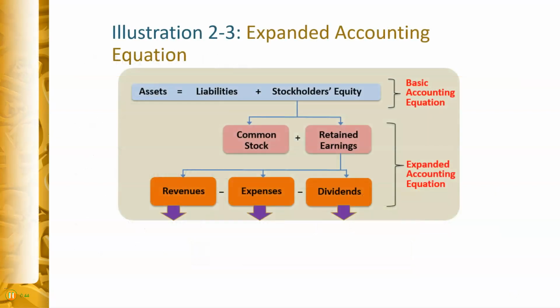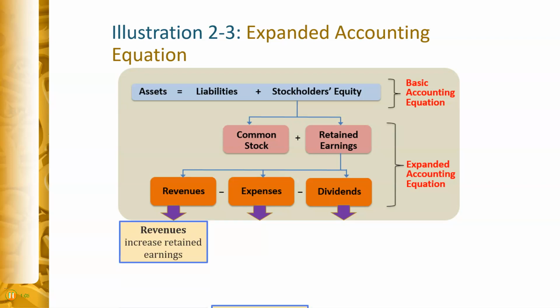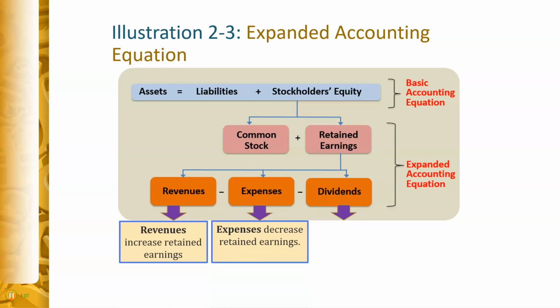So, we'll go back to that accounting equation. You have to remember always that assets must equal liabilities plus stockholders' equity, and stockholders' equity is broken down between common stock and retained earnings, which includes revenue minus expenses minus dividends. Revenue increases retained earnings, expenses reduce retained earnings, and dividends reduce retained earnings.